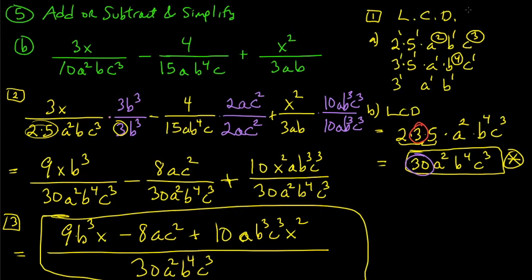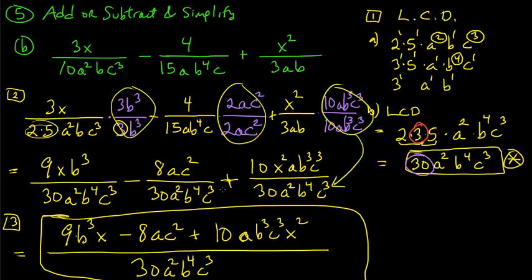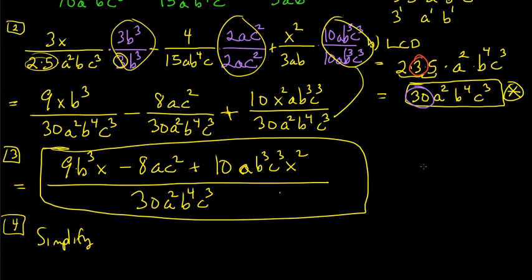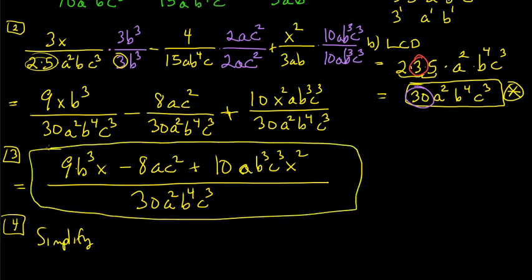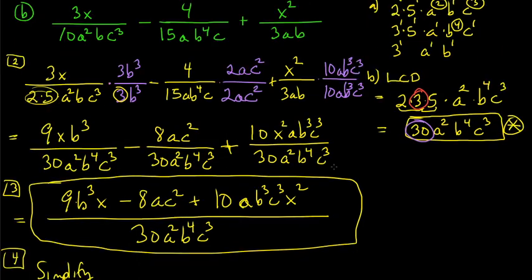Step 1, find the LCD. Step 2, rewrite all the fractions by multiplying by any missing factors. These are the missing factors here, and that should give you the same denominator for all 3 fractions. Then you just add and subtract the numerators. And at that stage, if you can factor and cancel, you should. In this case, there's nothing to factor, there's nothing to cancel. So this is our final answer here, I think. Just circle it again. All right, so that's 5b.